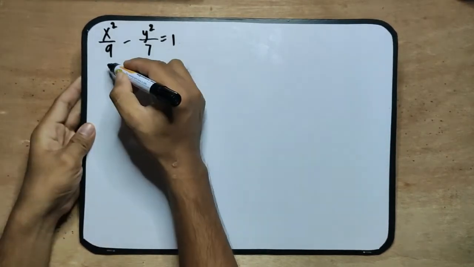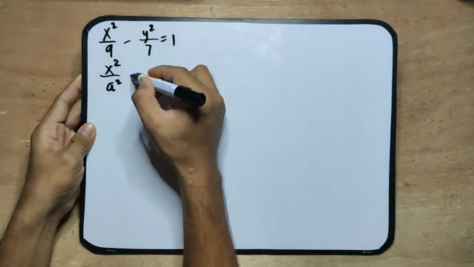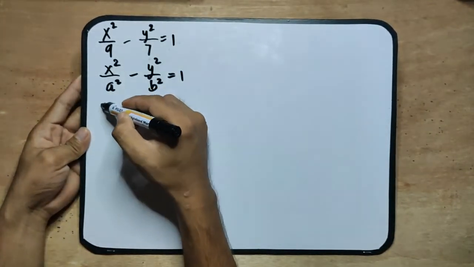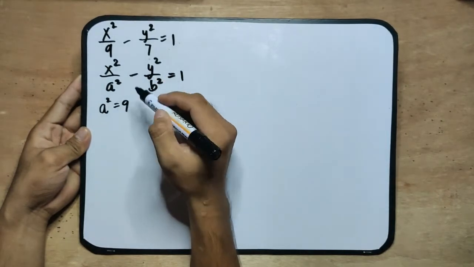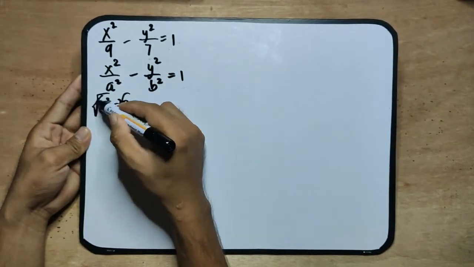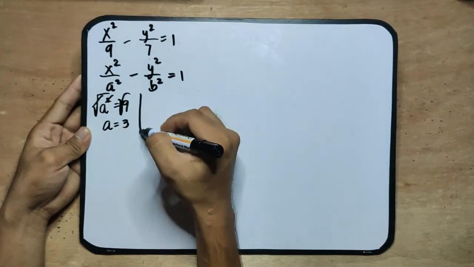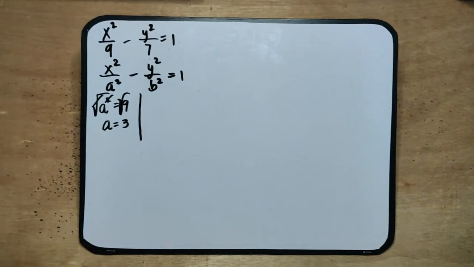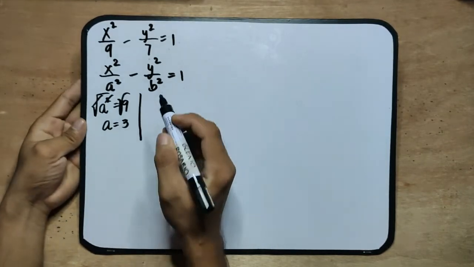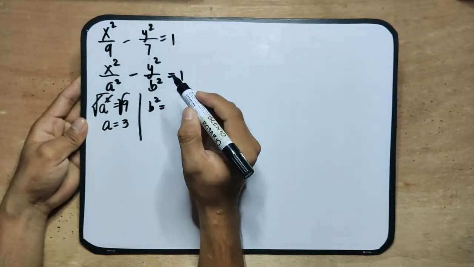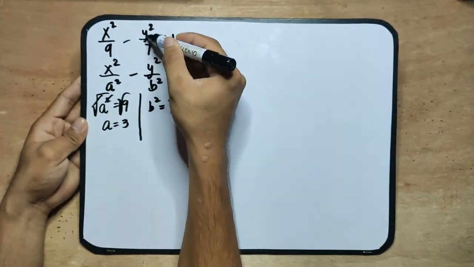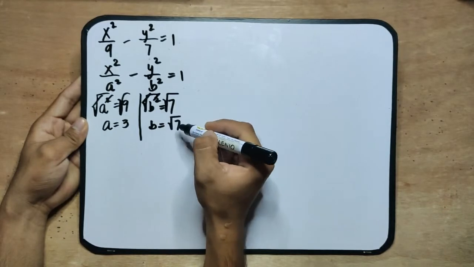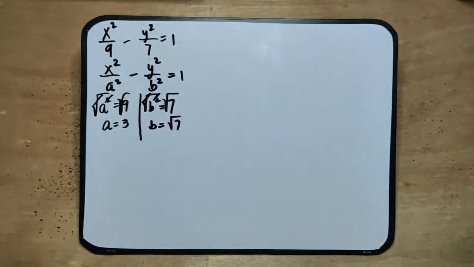So it takes the form x squared all over a squared minus y squared all over b squared is equal to 1. So definitely, si a squared ay equivalent kay 9. Solving for that, we have a is equal to 3. So bakit positive 3 yung consider natin? Kasi yung a, b, and c, those are measures of length. So walang length na negative, we consider the positive value. So b squared is equivalent to 7 kasi siya yung denominator ni y. So solving for b squared, we have b is equal to square root of 7. So bakit positive lang? Kasi again, length siya.